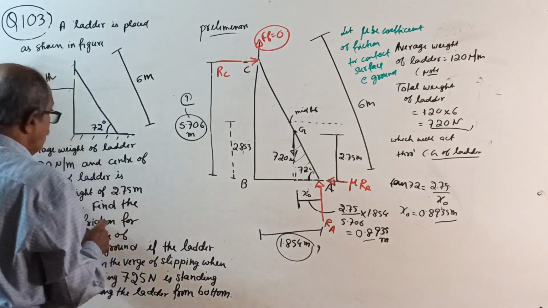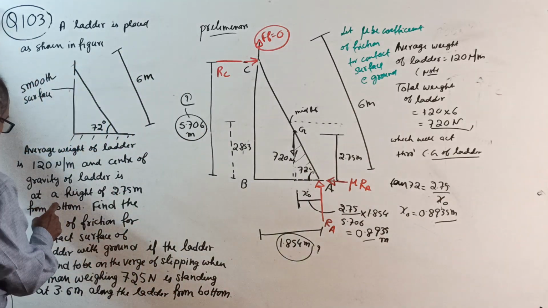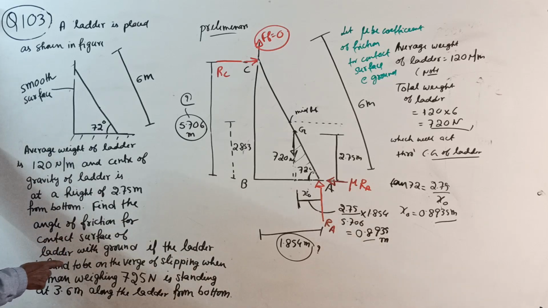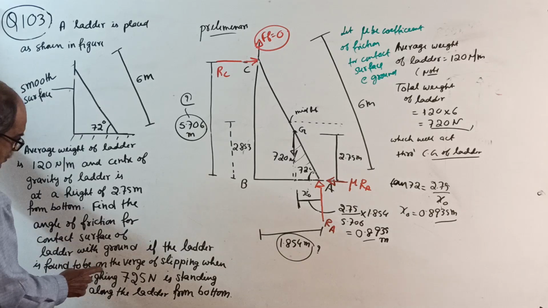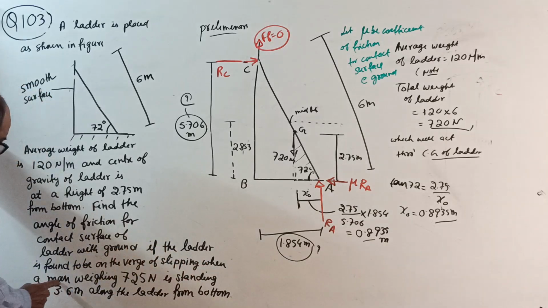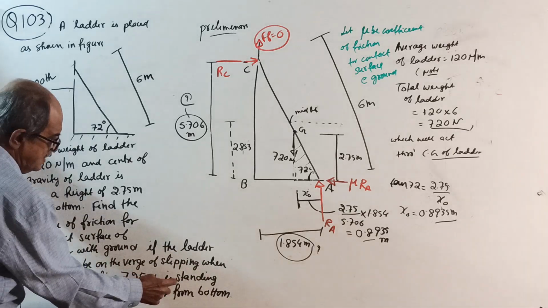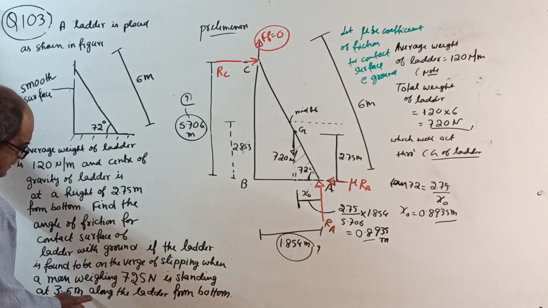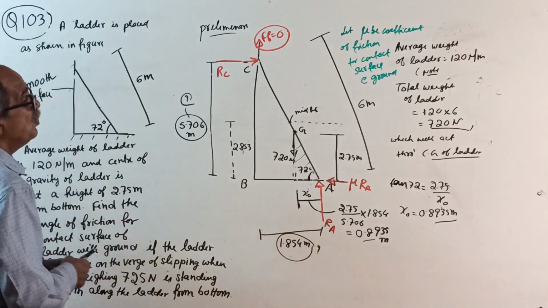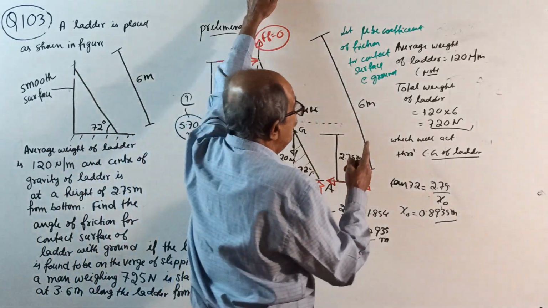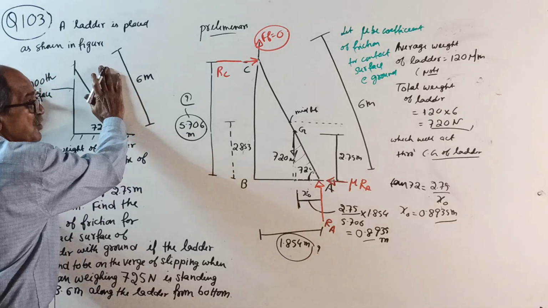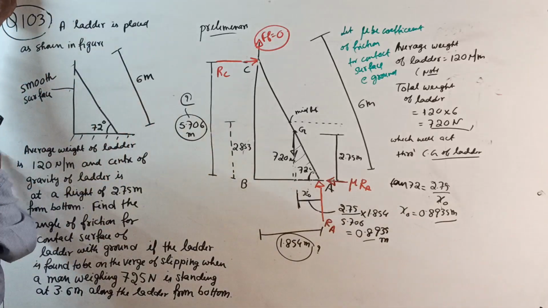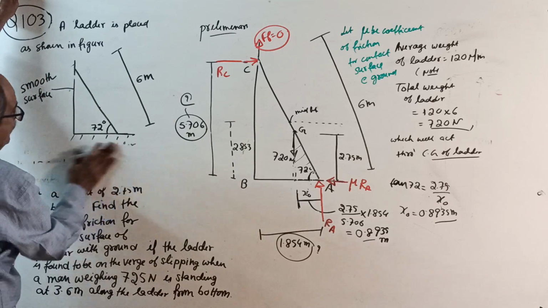Now, second, when the ladder slips, what did they tell? Find the angle of friction for the contact surface of the ladder with the ground if the ladder is found to be on the verge of slipping when a man weighing 725 Newton is standing at 3.6 meter along the ladder from the bottom. I will use the same sketch and remove this now. 120 Newton, not required.